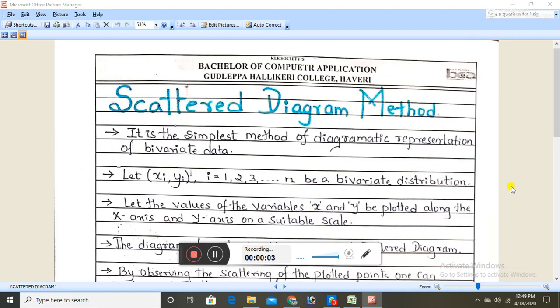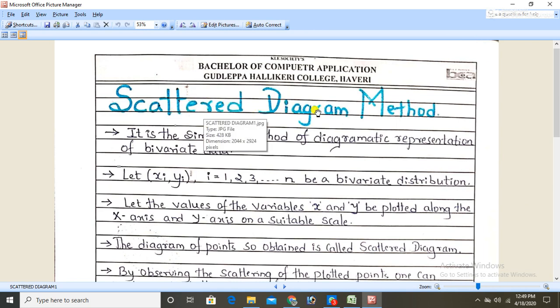Welcome back, students. In this session, we are discussing the scattered diagram method. So, why do we need this method? First of all, we need to ask this question: why do we need this method?